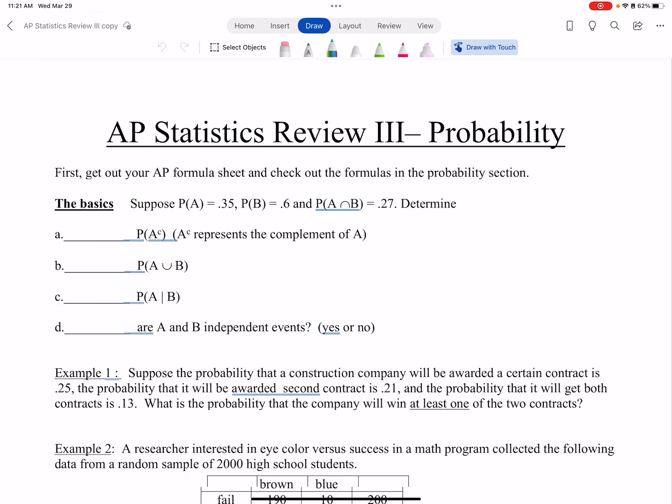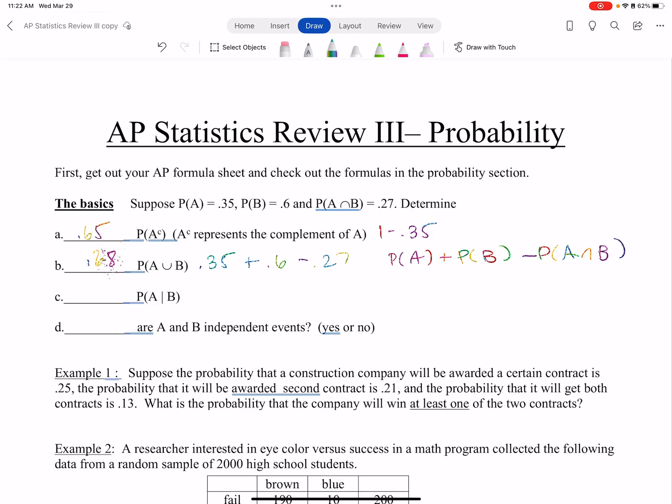Okay, so we've got complement, which just means 1 minus. The probability of A is 0.35, so 1 minus 0.35 is going to be 0.65. Probability of A or B, that's all of A, which is 0.35, plus all of B, which is 0.6, minus the overlap, which was 0.27. And this formula is on your formula chart. And that gets us 0.68.